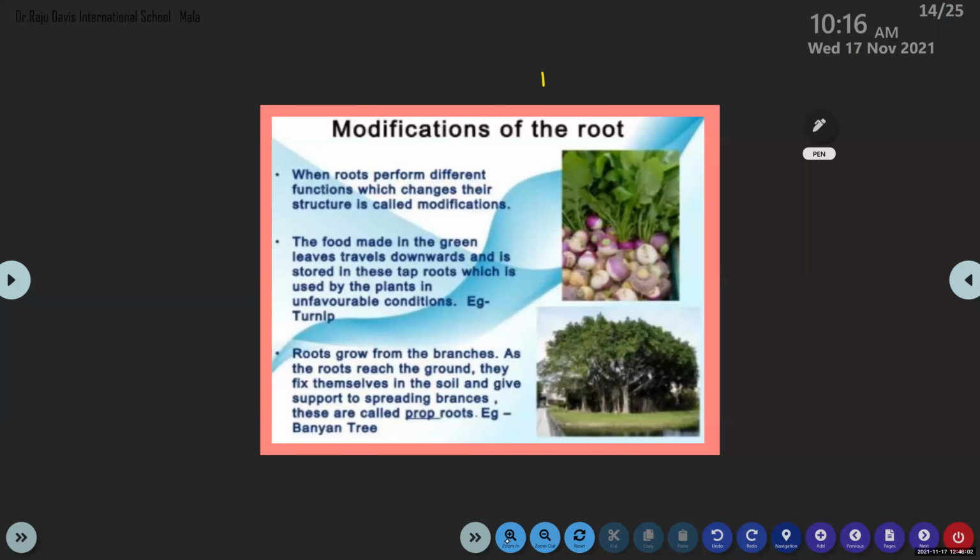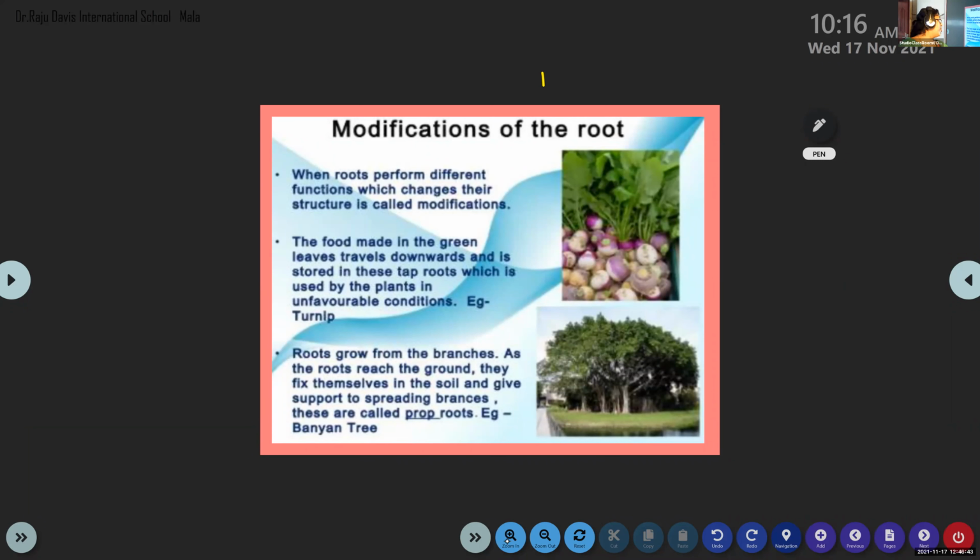Joshua, can you read the first one? When roots perform different functions which change their structure, it is called modification. Okay, good. So some functions need them to change their entire structure, just like leaves, where we had gloriosa and cactus with spines for support. Similarly, sometimes for the need of it, the root will change its size and shape. That is what we call structure, and that process is known as modification.